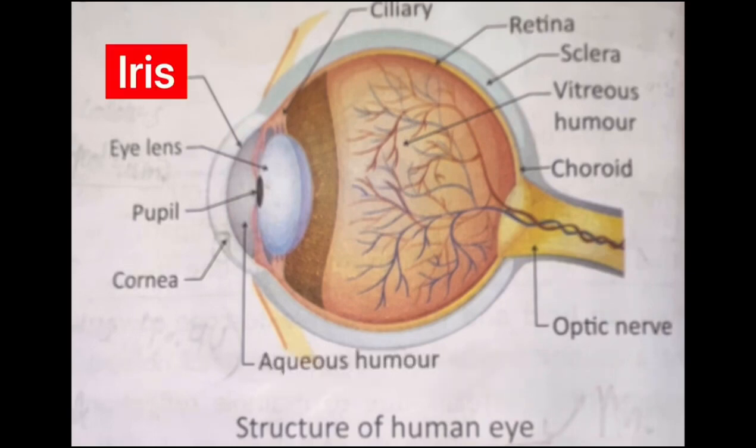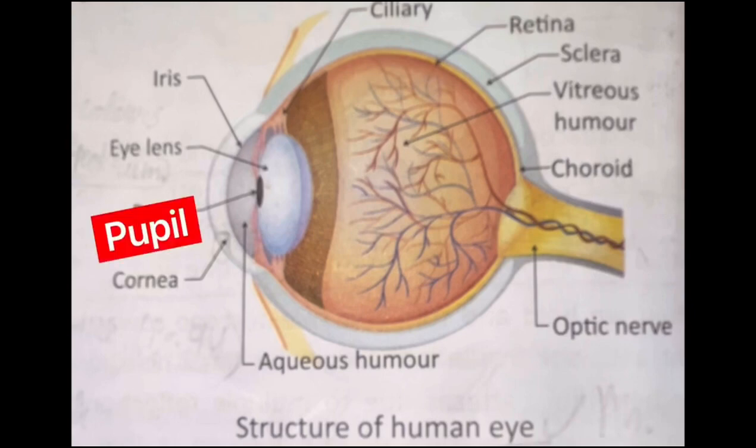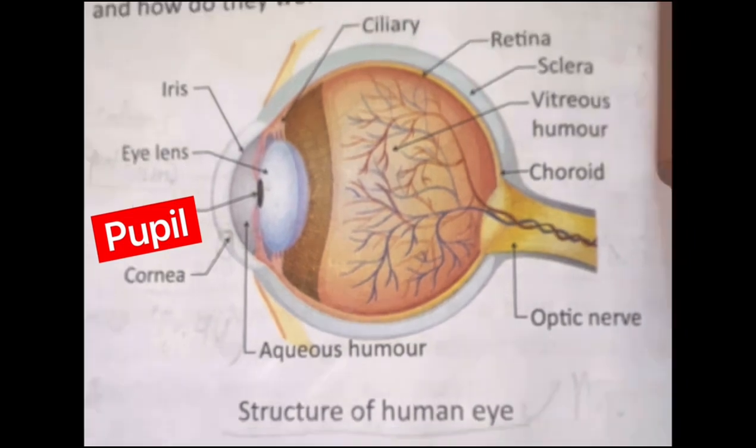Then is iris. Iris is present behind the cornea. It is colored due to the pigmentation. High pigmentation results in black color of the eye. Next is pupil. It is a small hole in the center of the iris that appears black in the eye.